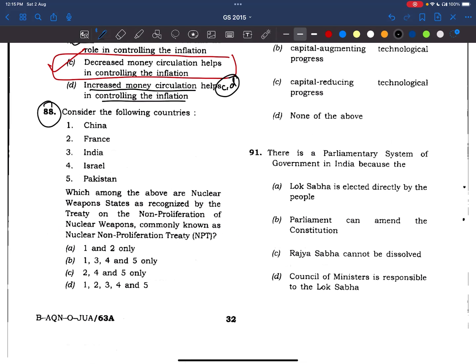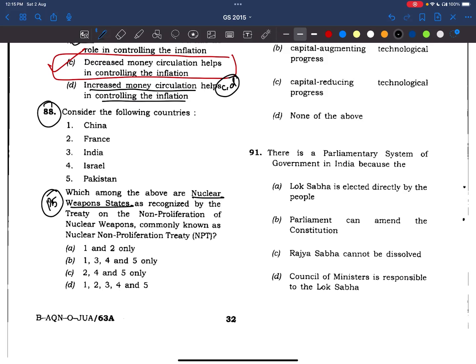Now coming to the 88th question. Consider the following countries. They have given 5 countries. Which among the above are nuclear weapon states as recognized by the Treaty on the Non-Proliferation of Nuclear Weapons, commonly known as the Nuclear Non-Proliferation Treaty? Friends, this question is very big, but it is simply asking what the P5 countries are. Only under this treaty, only the P5 countries are recognized as nuclear weapon states, not the other countries. Very simple question, friends. If you understand the basics, it is a very easy question.